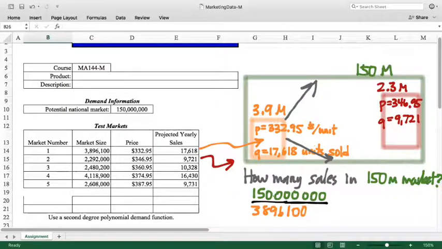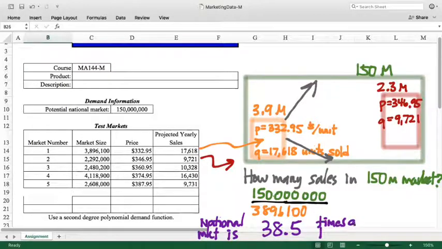And we could even interpret this number as a percentage if we wanted to. We get this number, approximately 38.5, and what this says is that the national market is 38.5 times as large as market number 1. So even though test market number 1 had a lot of people in it, 3.9 million, the total national market has 38.5 times as many people as that test market does. So that's, in context, what that ratio tells us. And that was the first step in the process, just figuring out how much larger the national market is.